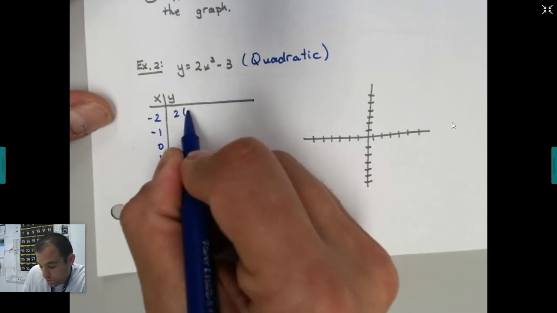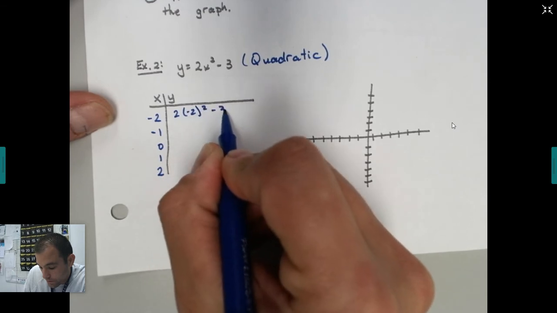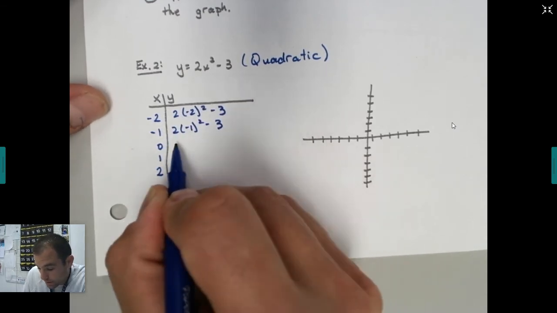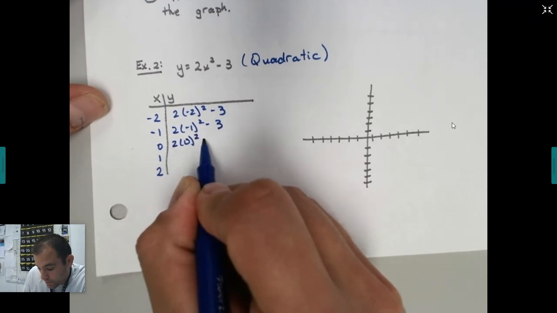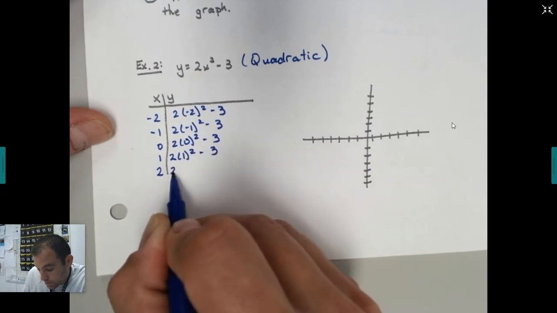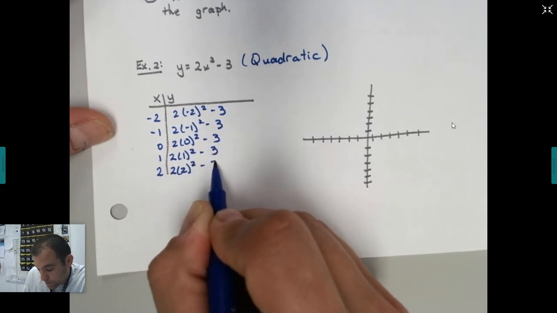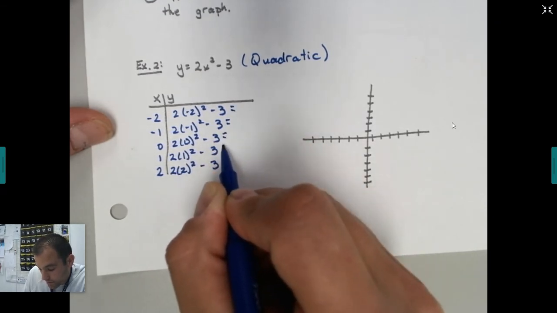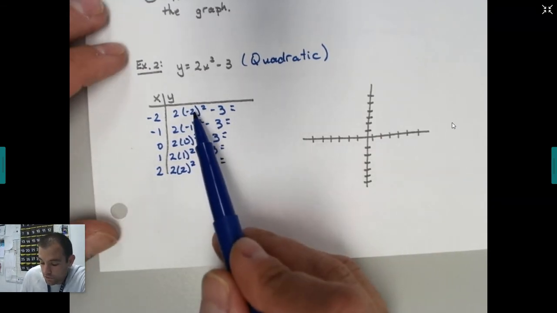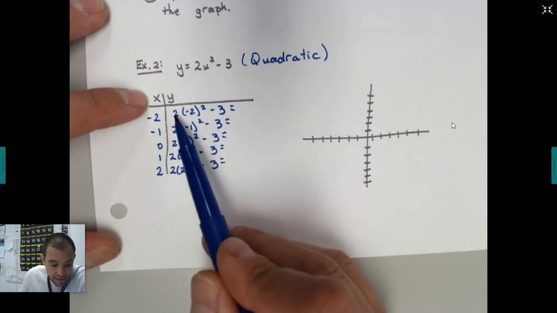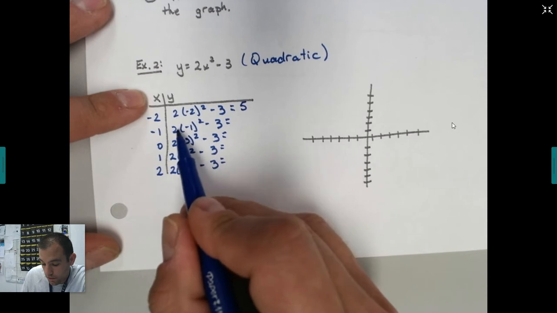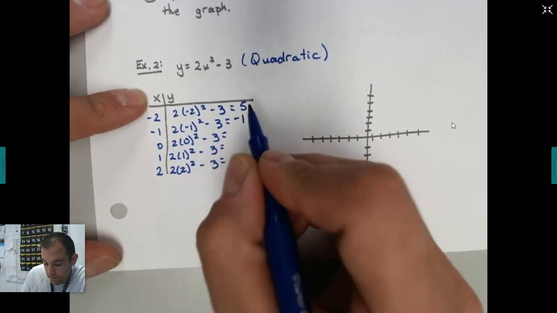So 2 times -2 squared minus 3. 2 times -1 squared minus 3. 2 times 0 squared minus 3. 2 times 1 squared minus 3. 2 times 2 squared minus 3. I just plugged in those 5 numbers, and now I'm just going to solve it. -2 squared is 4. 4 times 2 is 8. 8 minus 3 is 5. So that would be 1 times 2 is 2. Minus 3 is -1.